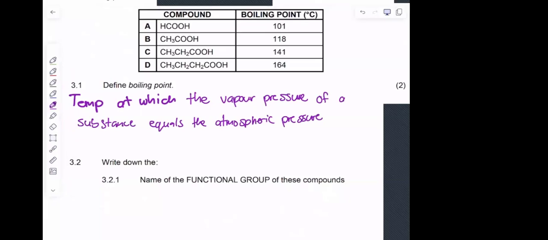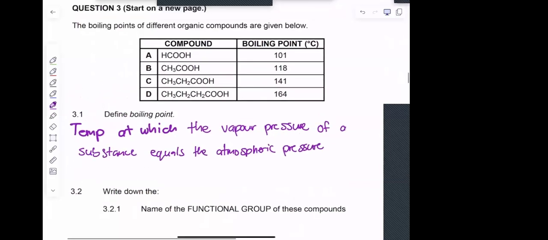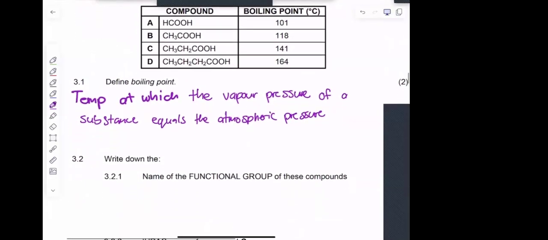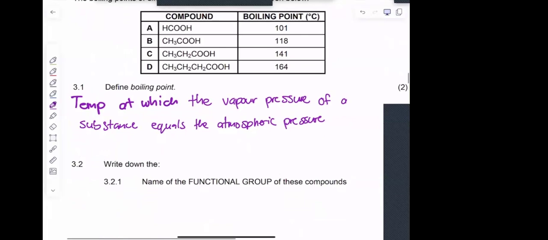3.2 says, write down the name of the functional group of these compounds. What is the functional group of these compounds? So let's look at that. HCOOH, CH3COOH. What is the functional group of these compounds? You can put that in the chat quickly. Thank you for the quick fingers there from Tato and Bientle and Debuho and all the guys on Zoom. It's the carboxyl group, right?